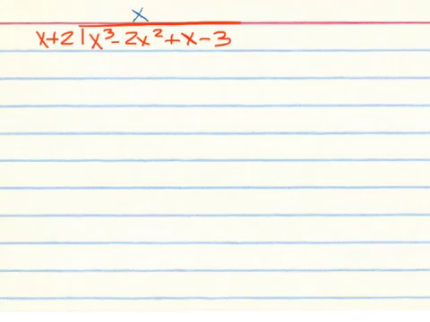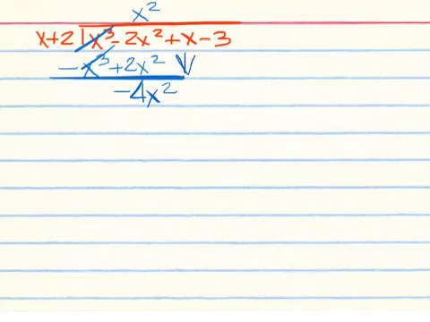You would put that x squared here, and then multiply the x squared by each of these items outside, and come up with x to the third plus 2x squared. Subtract. These should always cancel out, and you're left with negative 2 minus positive 2, which will be a negative 4x squared. Drop the next item over, and that will be plus x.